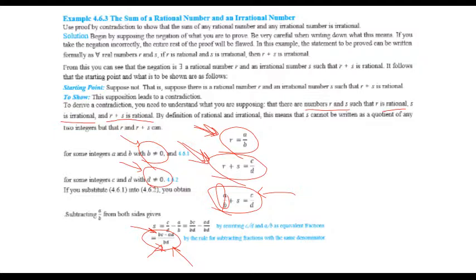So this contradicts the first assumption that we had. We said S is irrational, right? But here we proved that S is rational. So a number cannot be both rational and irrational. That's why we have reached a contradiction, and as a result we are done with the proof of example 4.6.3.